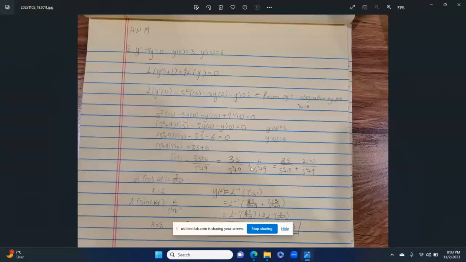And I just broke them apart. So we have 3s over s squared plus 9 plus 6 over s squared plus 9, which is equal to 3s over s squared plus 9 plus 2 times 3 over s squared plus 9.